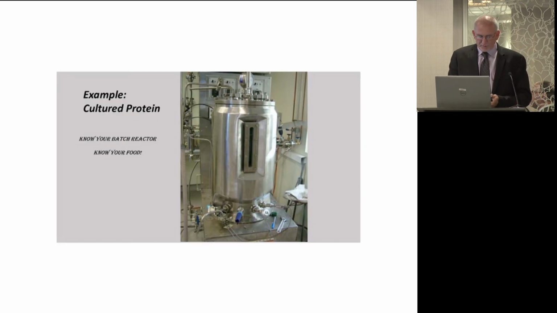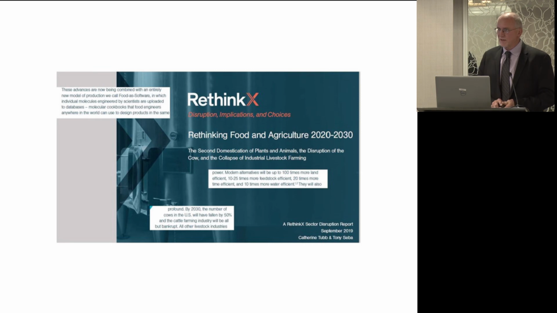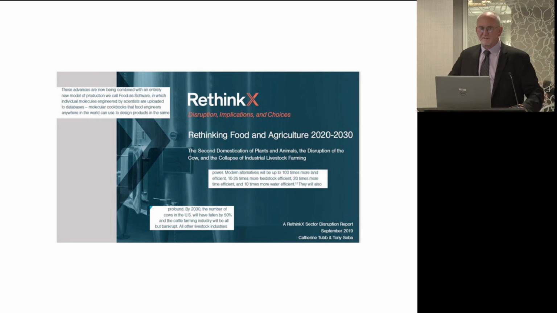Let's move on to another one that's very similar, that's cultured protein. We've all heard "know your farmer, know your food." I think here we'll have to say "know your batch reactor, know your food." I don't know how many of you have seen this that's been floating around. RethinkX, it's a critical piece out of a techie group. Their big thing is that by 2030, the number of cows in the U.S. will have fallen by 50% and cattle farming will be all but bankrupt. And that's because by 2030, batch reactors will be able to make all the protein we need.